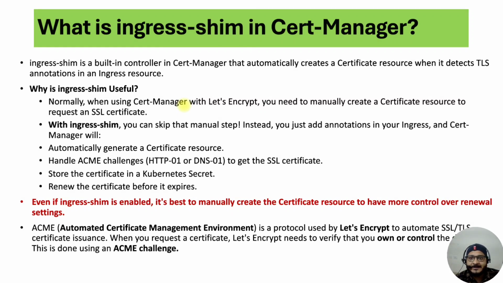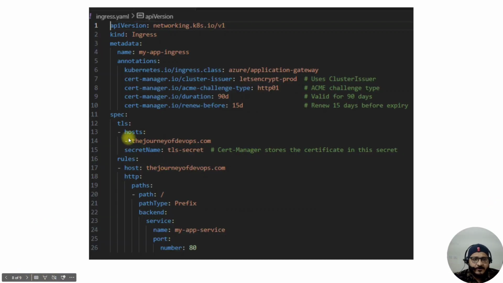It will automatically create a certificate resource and store it in your secret, because based on the annotation you have used here, the TLS annotation, it will automatically create a certificate for you. If you have not specified this annotation, in that case you have to manually go and create a certificate resource as well. But if we talk about a best practice, you should create a certificate resource manually, because then you have more control over your certificate.